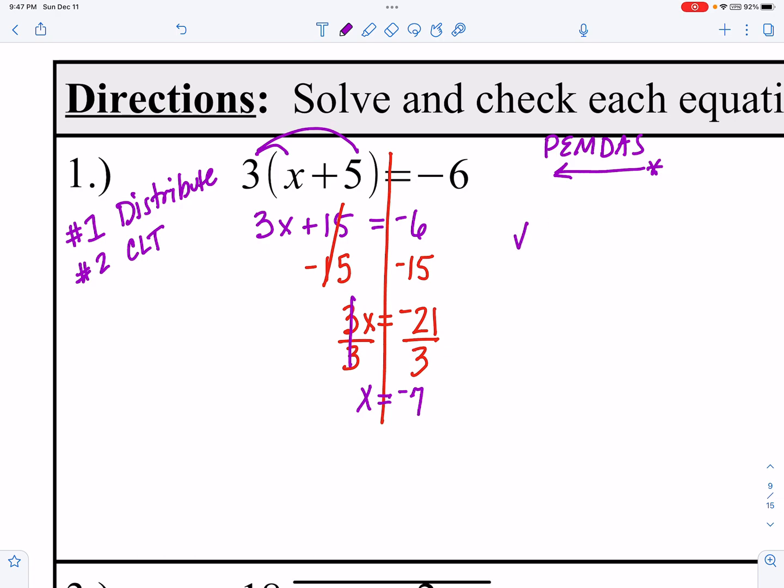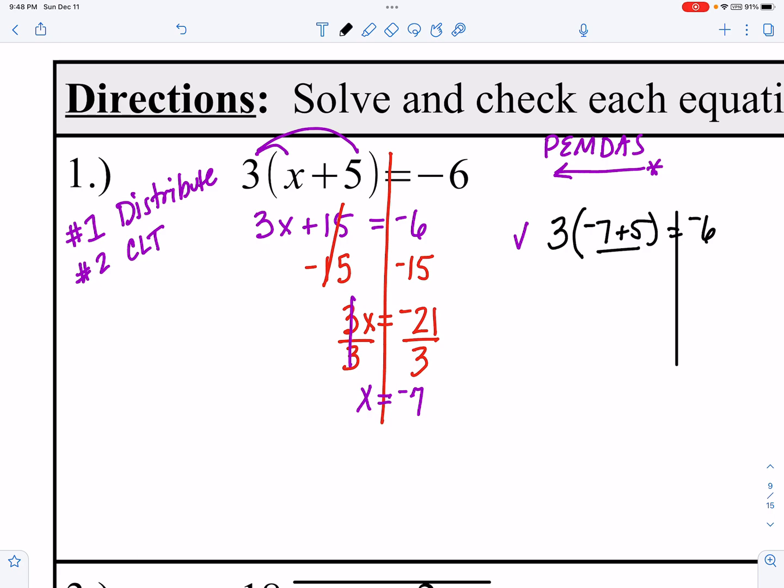Let's go ahead and do our check. I'm going to go ahead and do it in black as a reminder to write everything in black the way it is. 3 times the quantity of -7 plus 5 equals -6. When I go ahead and solve this out, I'm going to go ahead and do my parentheses first, or you could distribute. Both will get the same thing. But I'm just going to follow order of operations in here now.